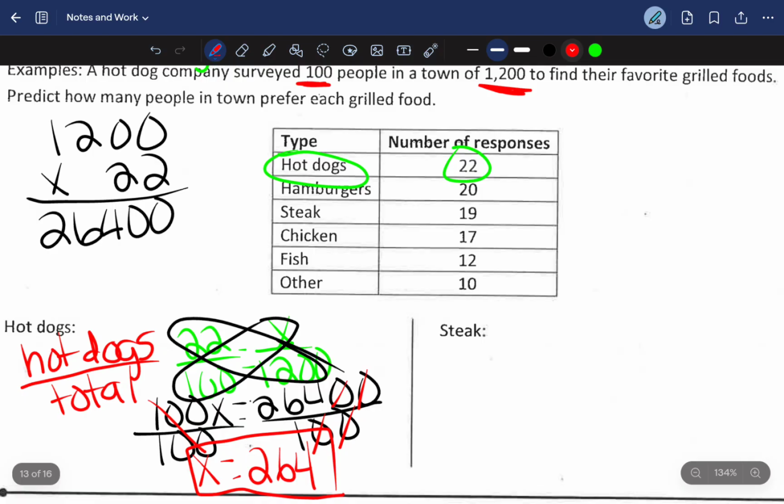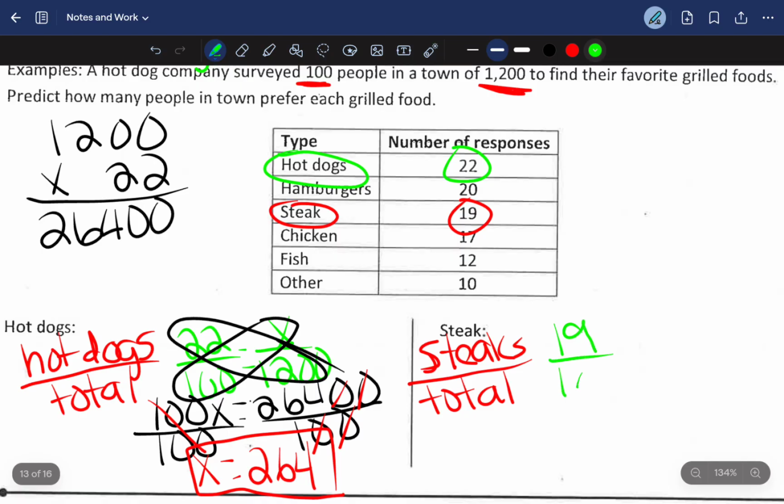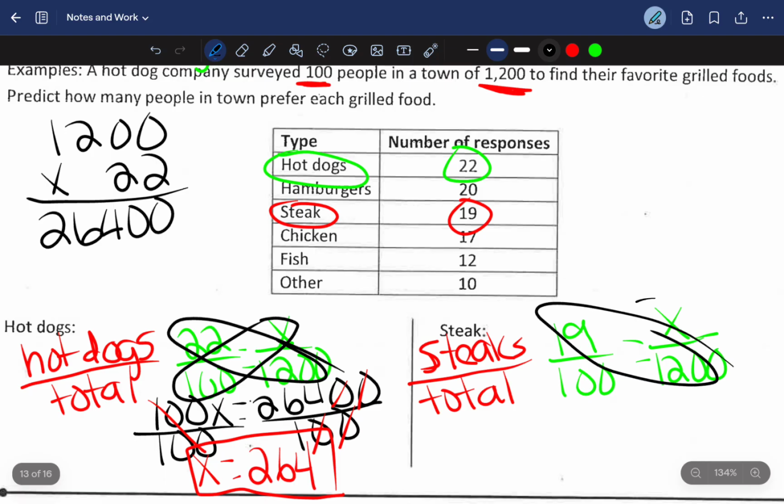All right, now for steaks. So, oops, that S did not turn out. So it's steaks over total. If we look at the table, steak had 19 responses out of 100. So I'm going to write 19 over 100 equals x over 1,200. Remember, always keep your totals on the bottom. So now I'm going to cross multiply.